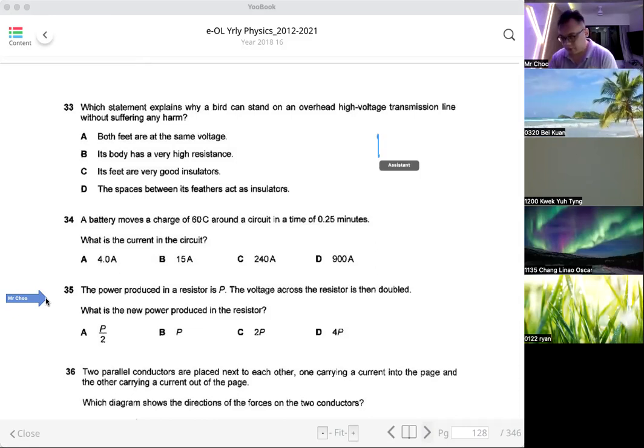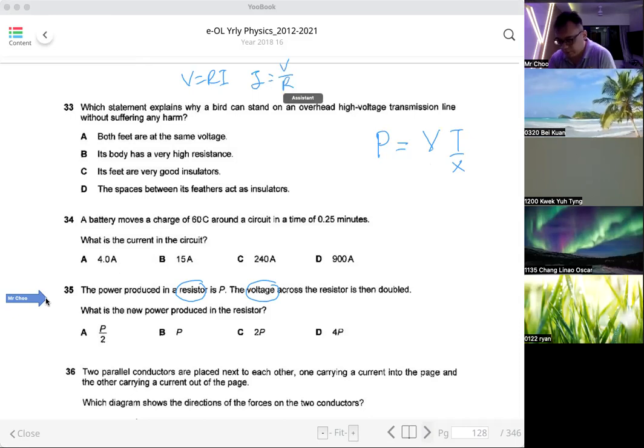Okay, do you remember the formula? Power is equal to VI. Correct? This question, you have the resistance. Okay, you also have the voltage. So there's no current. Okay, so V equal to IR, so I is equal to V over R. Okay, hold on for a while.